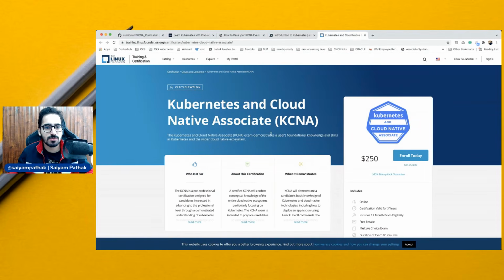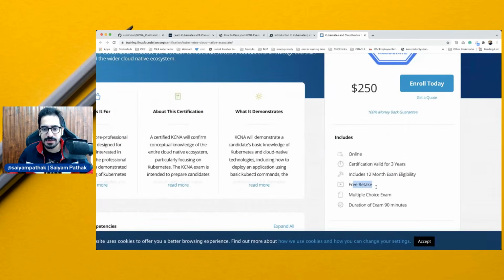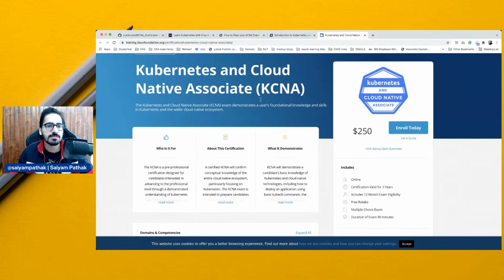This is where you book the exam, enroll. And I think you can always try to find some coupons. With respect to that, there is some coupon going on that you can currently use. And there is one retake which is available as well. And yeah, certification valid for 3 years, includes 12-month exam eligibility.